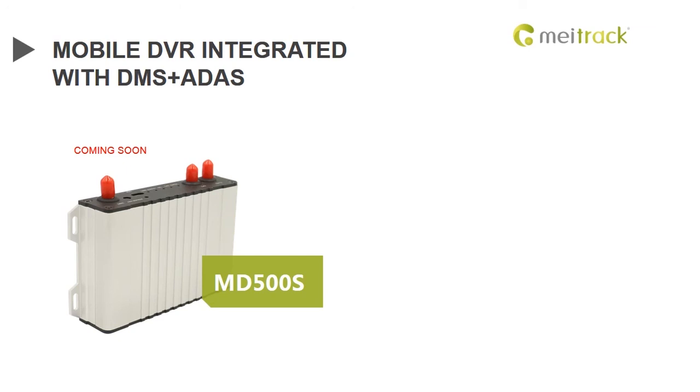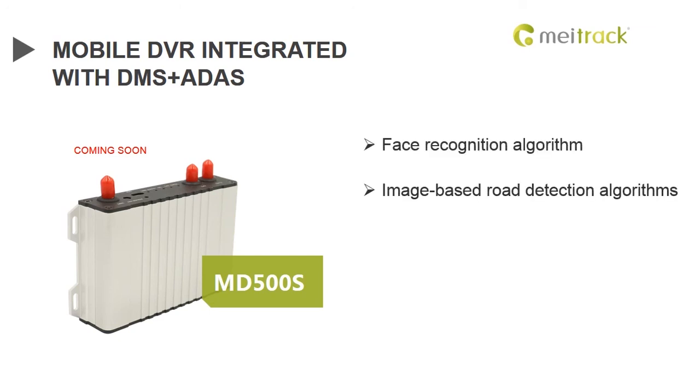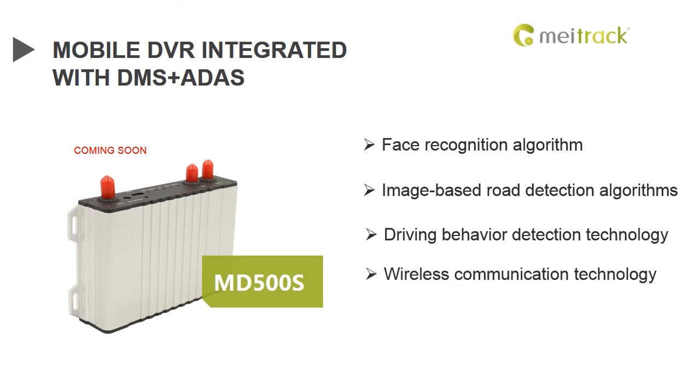Look at its appearance. It looks similar to a basic tracker, and its size is expected to be as small as a palm or a phone. It is worthwhile mentioning that we apply special algorithms to perform the functions, making them better and more accurate, such as face recognition and image-based road detection. Also, this one supports technologies like driving behavior detection, wireless communication, and location, and so on.